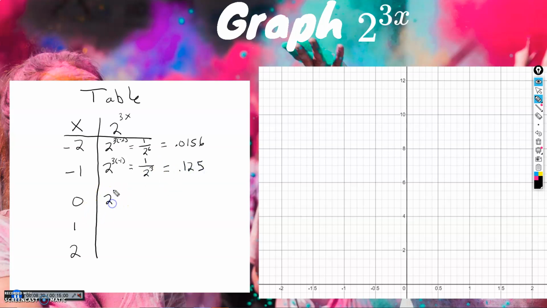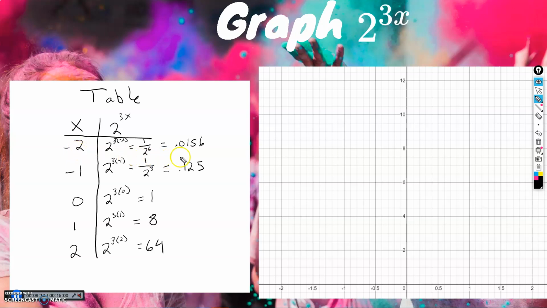Plug in 0. 2 to the 3 times 0 power. 3 times 0 is 0. 2 to the 0 is 1. Plug in 1. 2 to the 3rd times 1. 2 to the 3rd is 8. And plug in 2, 2 to the 3 times 2. 3 times 2 is 6. 2 to the 6th is 64. You'll see this last point, we don't have room on our graph because it's huge. This is large and fast exponential growth.